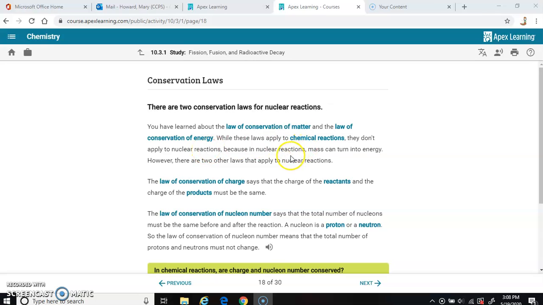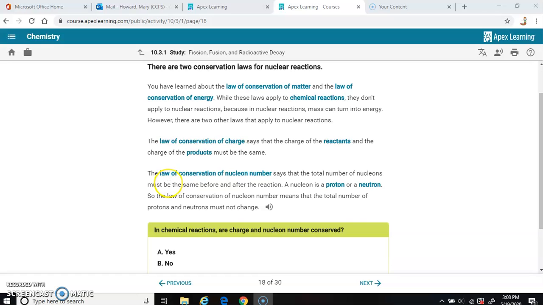They apply to chemical reactions, but they don't really apply as much to nuclear reactions, because mass can turn into energy. So we have two other laws that apply to nuclear reactions. The law of conservation of charge says that the charge of the reactants and the charge of the products must be the same. Then we have the law of conservation of nucleon number, saying that the total number of nucleons must be the same before and after the reaction.